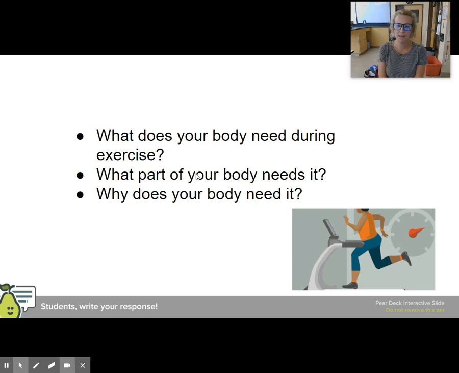So what does your body need during exercise? What part of your body needs it? And why does your body need it? Okay, during exercise, your body needs additional glucose and oxygen to your cells, every cell, but particularly the cells that are working, like your muscles.